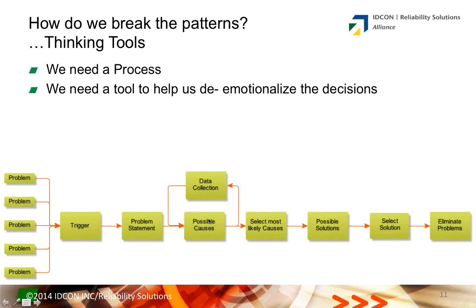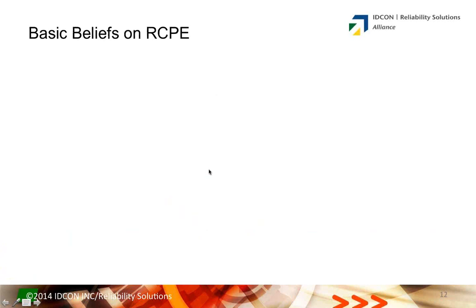A lot of times, we do pretty well in the first part of this, possibly to here, to selecting the most likely cause, but then we really neglect the back end of this diagram. We show in the diagram data collection happening around possible causes, but in reality, in the practice of this, data collection is going to occur throughout the entire cycle of your root cause.